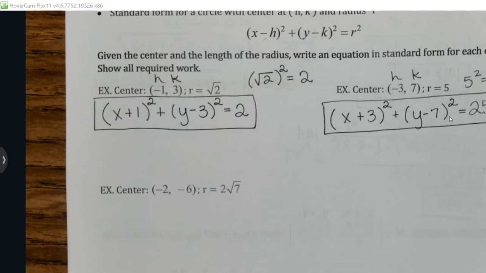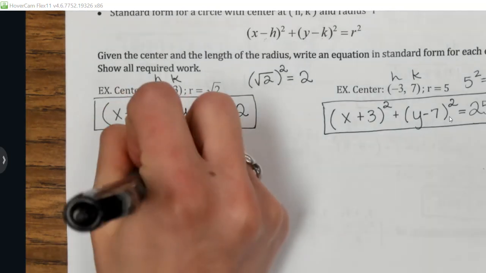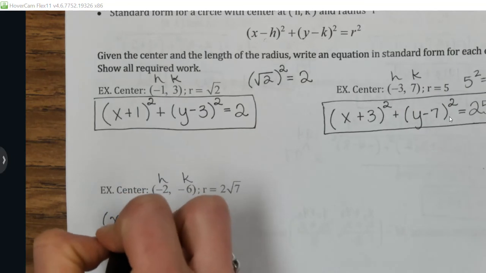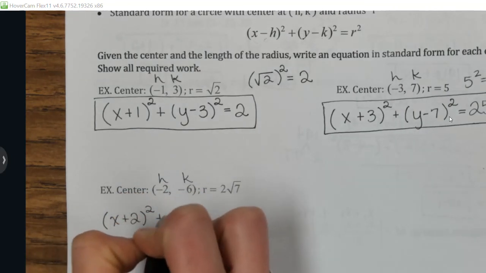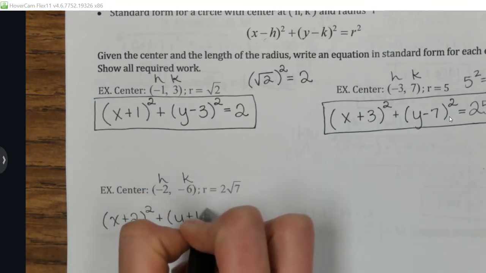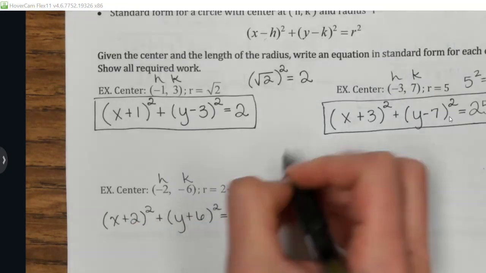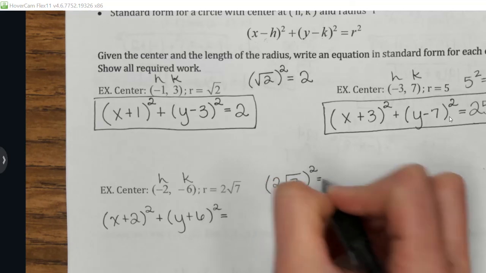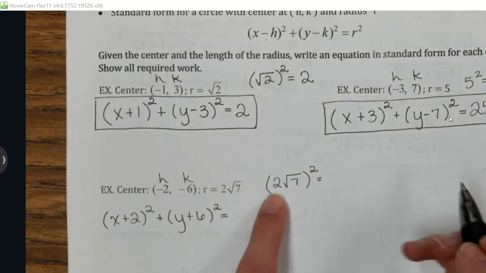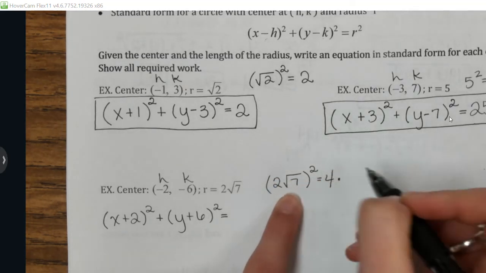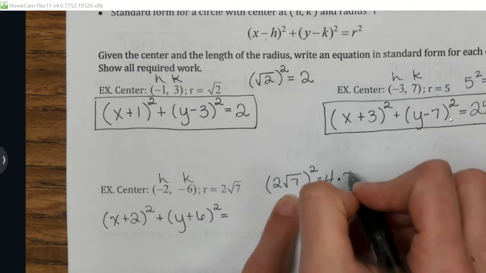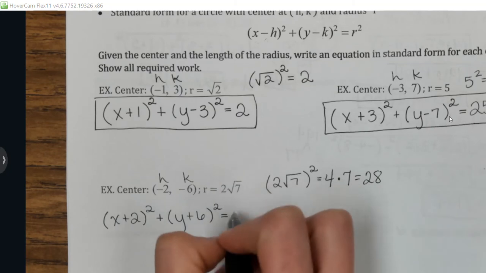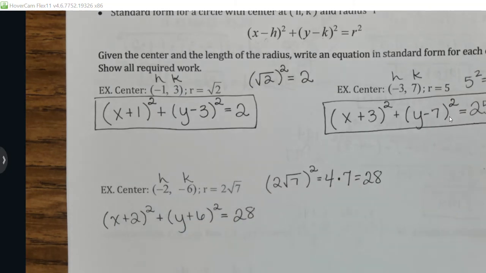Okay? If my center is negative 2, negative 6, that's my (h, k). So I'm going to have (x plus 2) squared plus (y plus 6) squared equals, when I take 2 square root of 7 and square it, I'm taking 2 squared, which is 4. Square root of 7 times square root of 7 is just 7, which is going to give me 28. So r squared is 28.